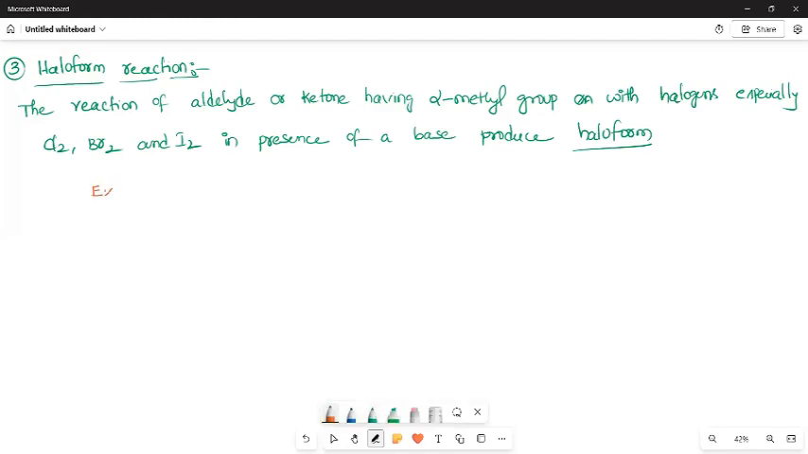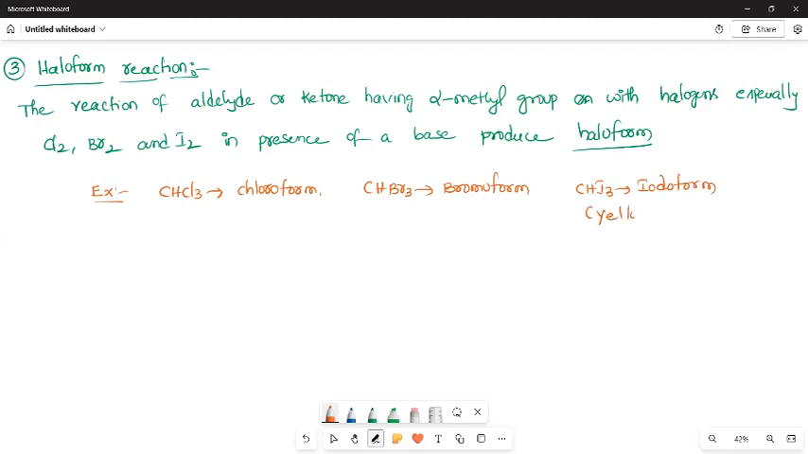So what are haloforms? First of all, CHCl3, namely chloroform. CHBr3, bromoform. CHI3, iodoform. This iodoform is very important, as it produces a yellow colored solid. The remaining two are liquids. Generally, fluorine will not form fluoroform.